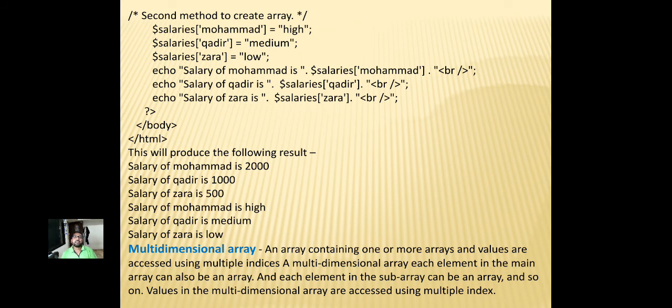Multi-dimensional array: an array containing one or more arrays, and values are accessed using multiple indices. In a multi-dimensional array, each element in the main array can also be an array, and each element in the sub-array can be an array, and so on. Values in the multi-dimensional array are accessed using multiple indices.